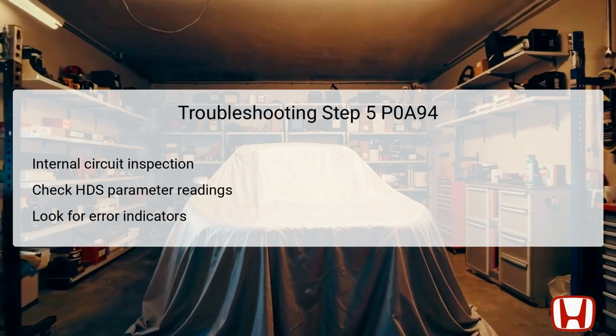The fifth step pertains to inspecting the internal circuitry of the DC-DC converter. Since there isn't a direct method to perform this test, it is essential to rely on the Honda Diagnostics System, HDS, to assess various parameters related to the DC-DC converter. At this stage, the technician should evaluate multiple readings, such as the DC-DC converter ceased error, input error 1, input error 2, output error 1, and output error 2, as reported by the HDS.